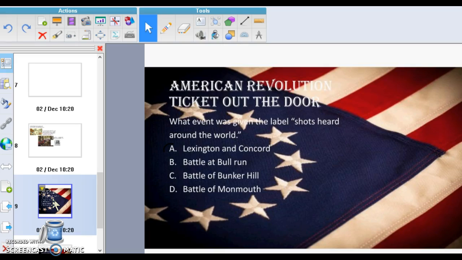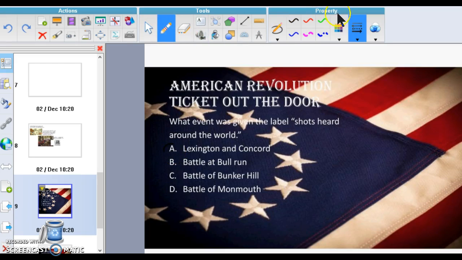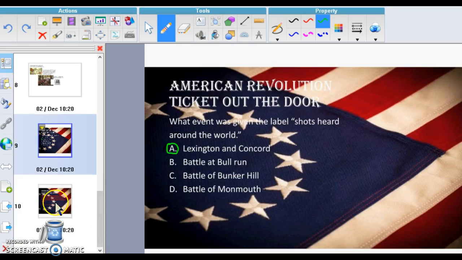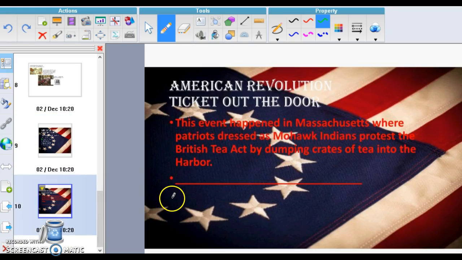Let's answer this multiple choice question. It says, what event was given the label shot heard around the world? The answer is A, correct. So let's go here and let's circle. We'll continue with lime green. We'll circle our answer. Very good. And let's do one more. We're going to do one final question here.